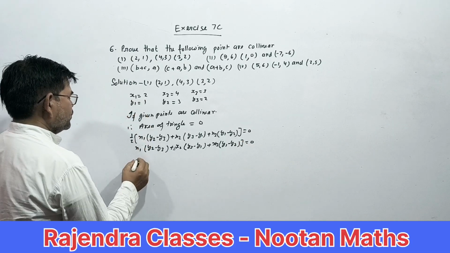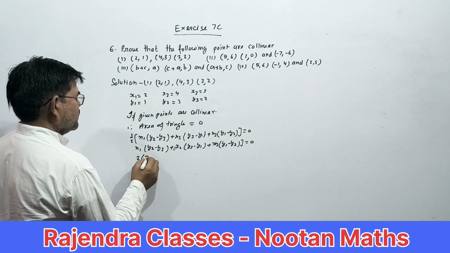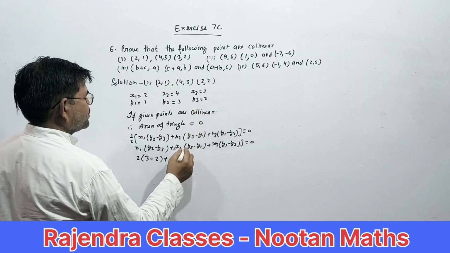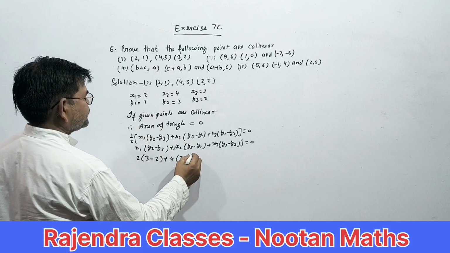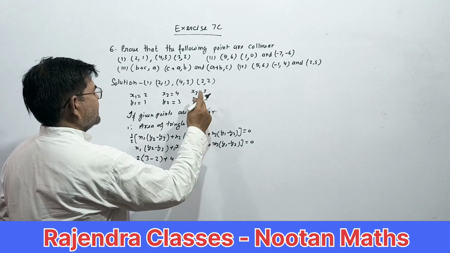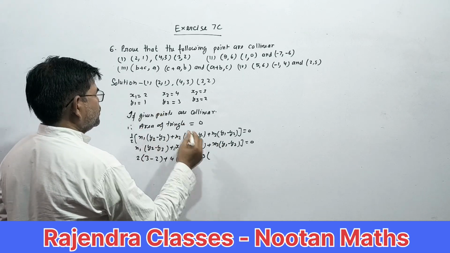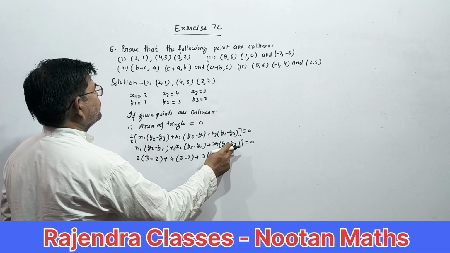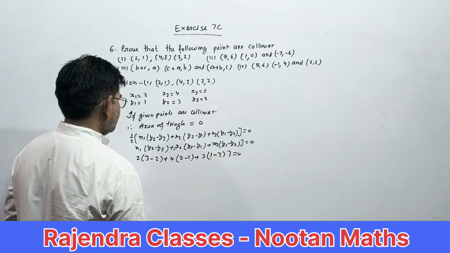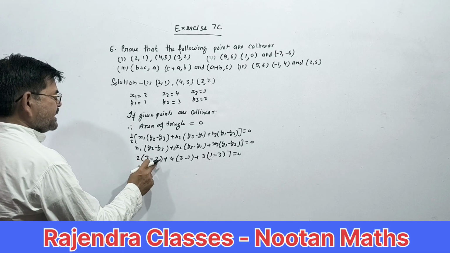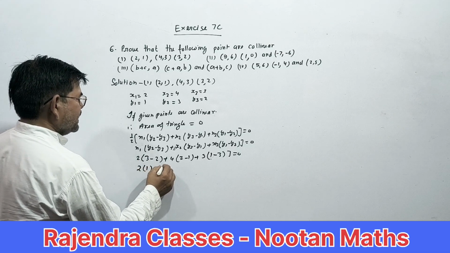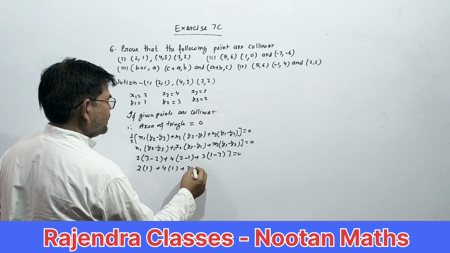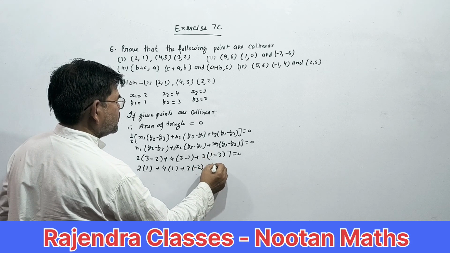Put the value of x1, 2, y2 is 3 minus y3 is 2 plus x2 is 4, y3 is 2 minus y1 is 1 plus x3 is 3, y1 is 1 minus y2 is 3 equal to 0. 2 times (3 minus 2) find 1, plus 4 times (2 minus 1) find 1, plus 3 times (1 minus 3) find minus 2 is equal to 0.